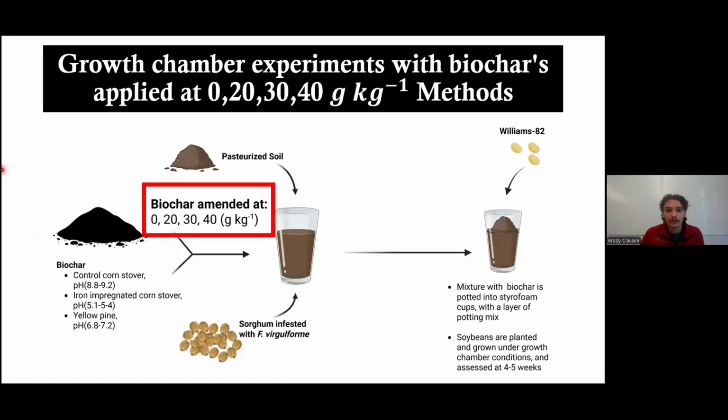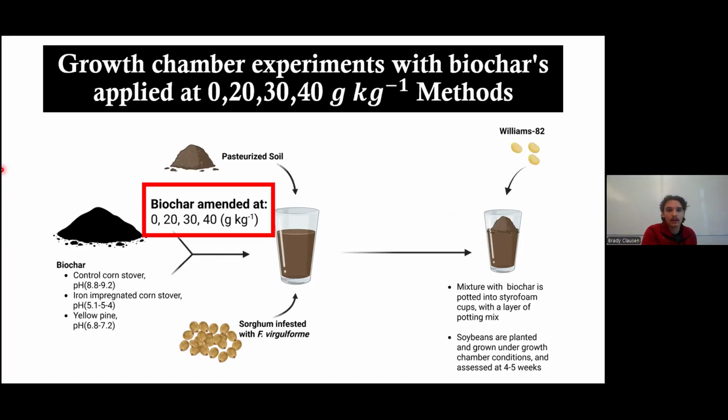Okay, so now I'm going to move into my biochar section, my experiments. We'll work from left to right with this graph. On your left, you have biochar. We used three different types of feedstocks, or biochar types. We had a control corn stover, an iron-impregnated corn stover, where we pre-treated the feedstock with iron sulfate, and then we had a yellow pine feedstock for our biochar. Those are all three of our biochar types.